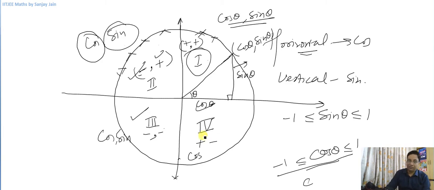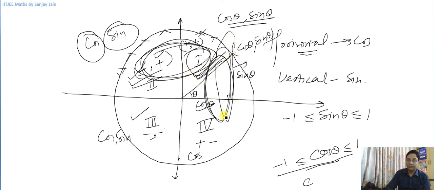So if I ask you, in which quadrant sine is positive? You can say sine is positive in first quadrant and then it is positive in second quadrant. So in these two quadrants, sine is positive. And when is cos positive? Cos is positive in first and fourth quadrant. Right? Cos is positive in first and fourth quadrant.